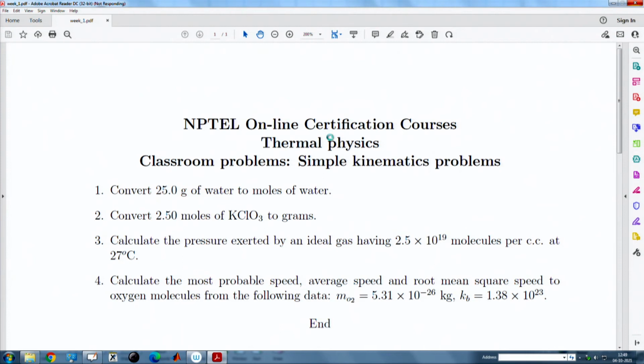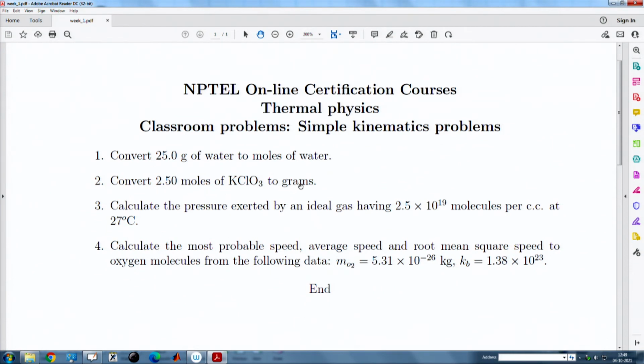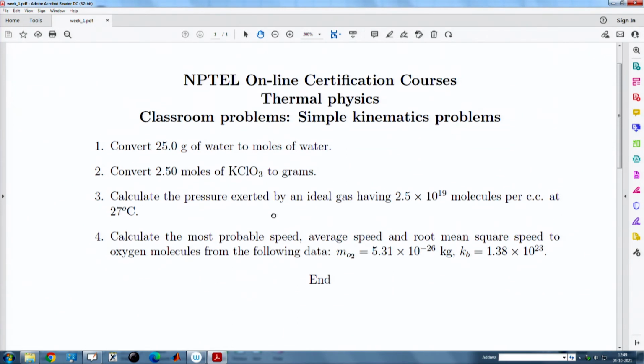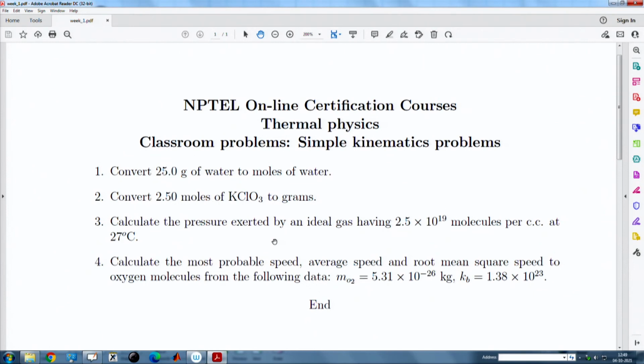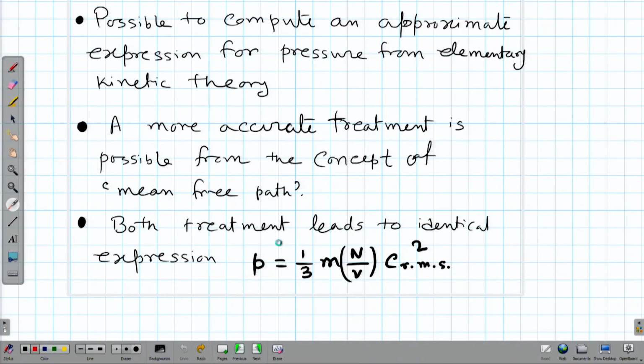The first 2 are really elementary in nature. We have to convert a specific amount of 25 grams of water to moles of water, and we have to convert 2.5 moles of KClO3 to grams. Grams are actually kgs, because kg is something that we will be using explicitly. I have just taken this example, but gram to kg conversion we all know. And then there are 2 very basic problems from the kinetic theory of gases, whatever we have discussed so far. Okay. So let us go back here.